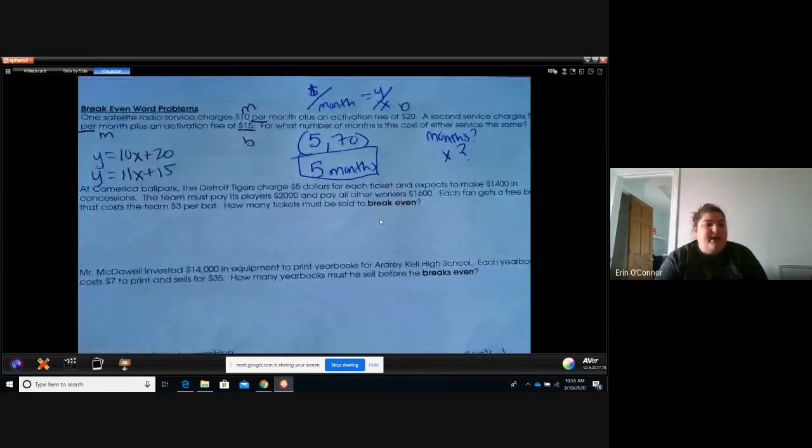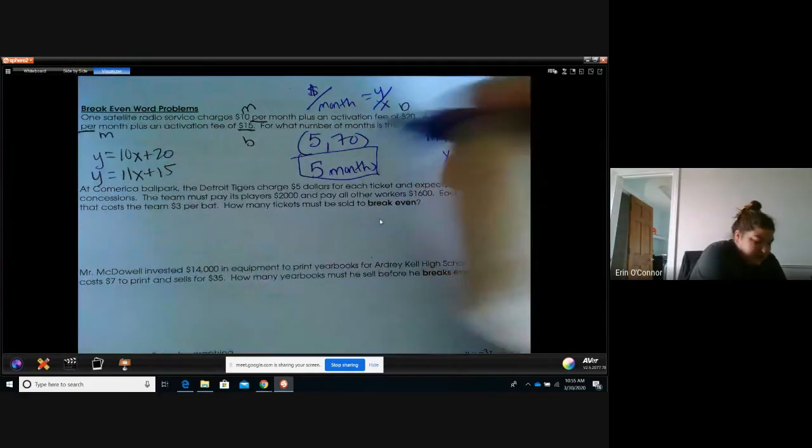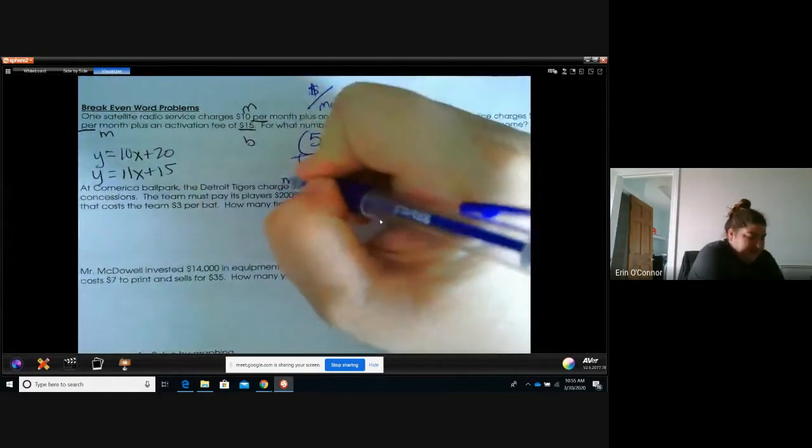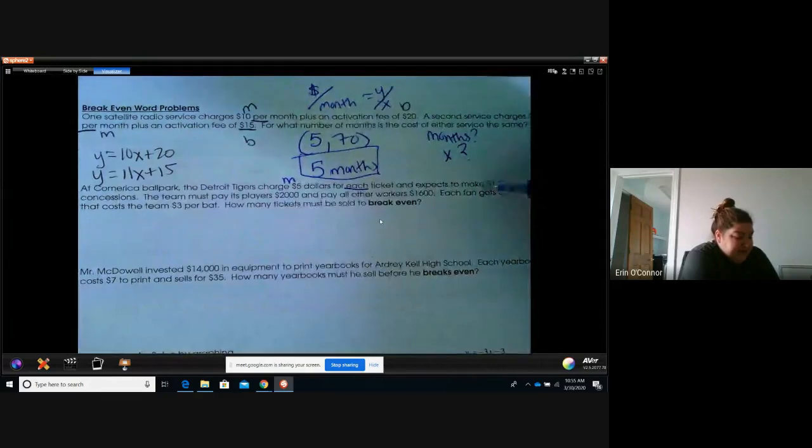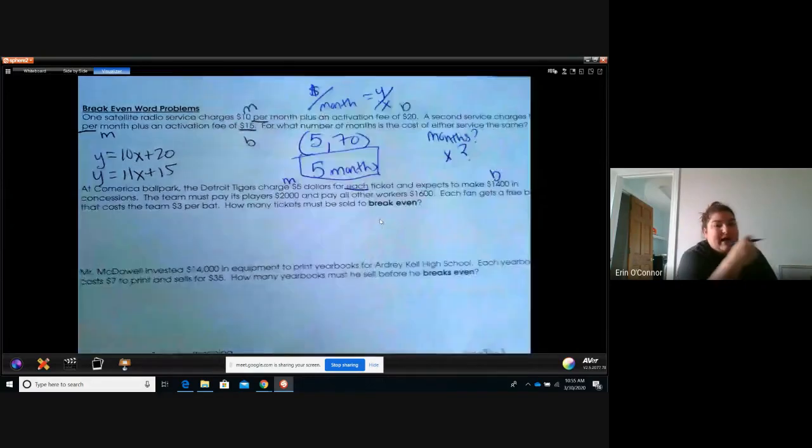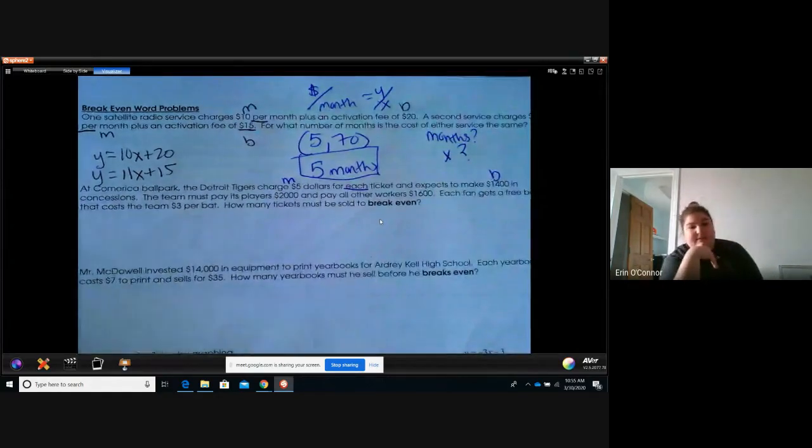Okay, let's look at the second one. At Comerica Ballpark, the Detroit Tigers charge $5 for each ticket. When you see the word each, that is going to mean slope as well. And they expect to make $1,400 in concessions. So that's going to be an added amount. That's going to be your y-intercept, because it's an added amount that they expect to take.